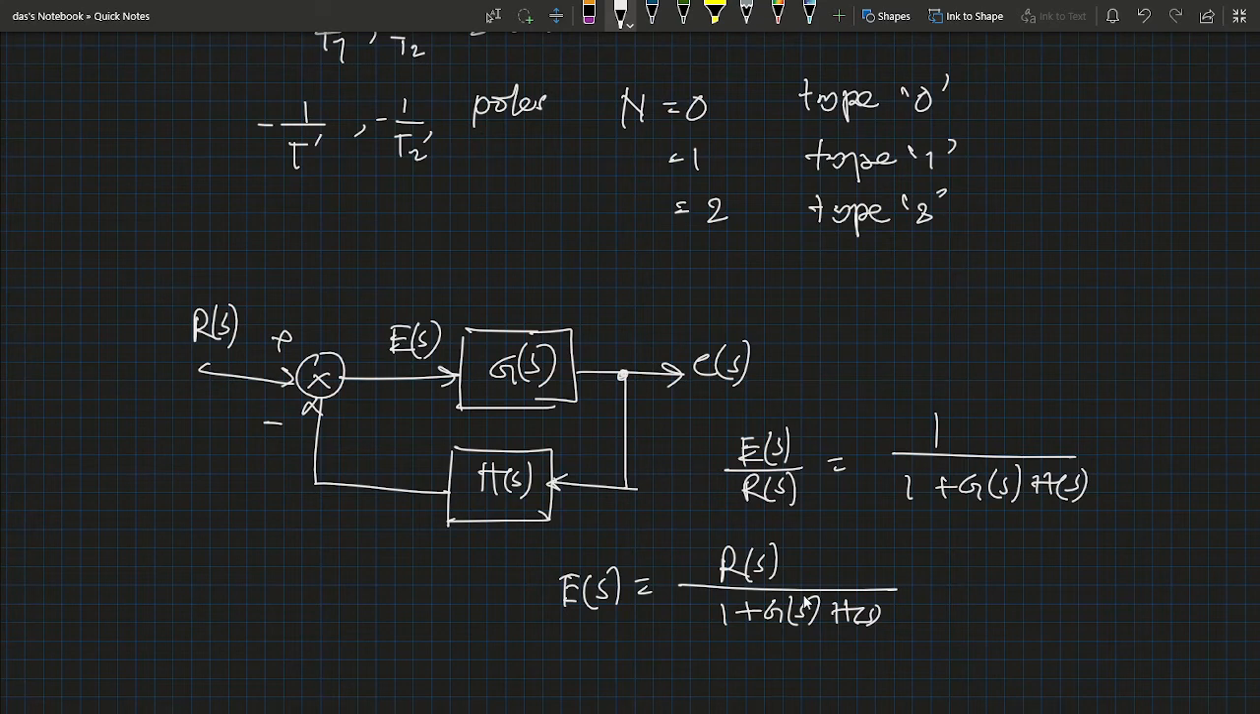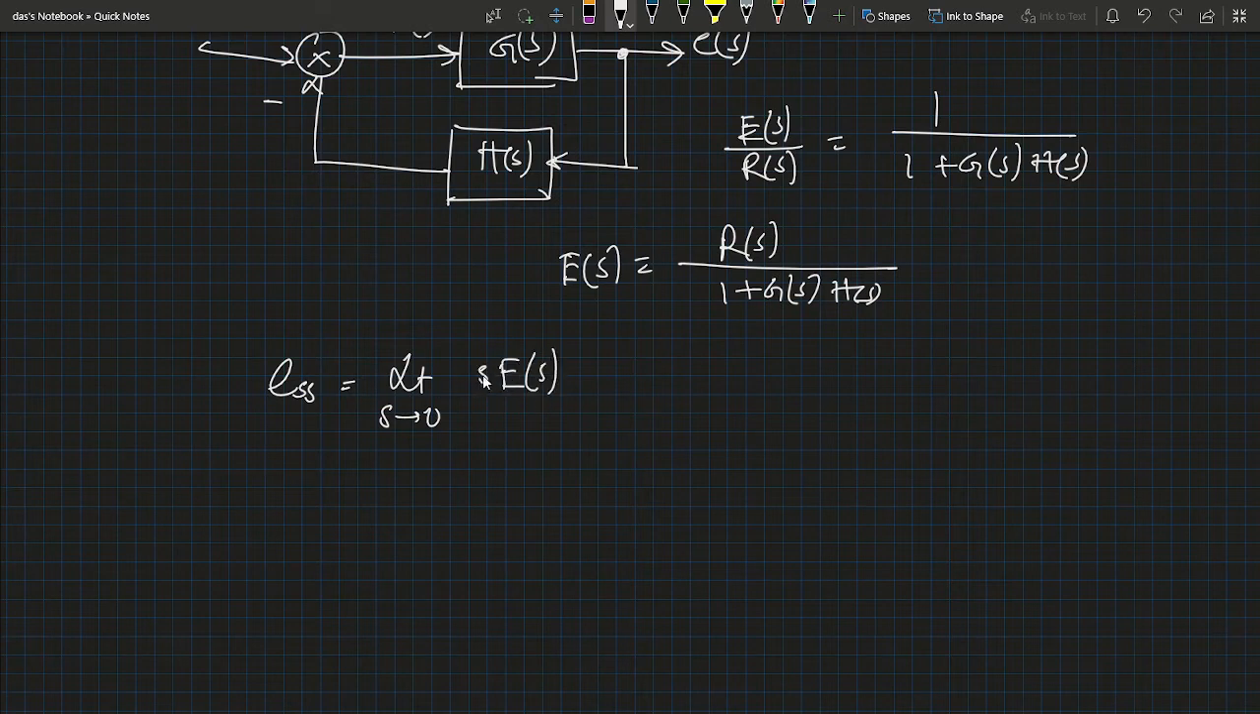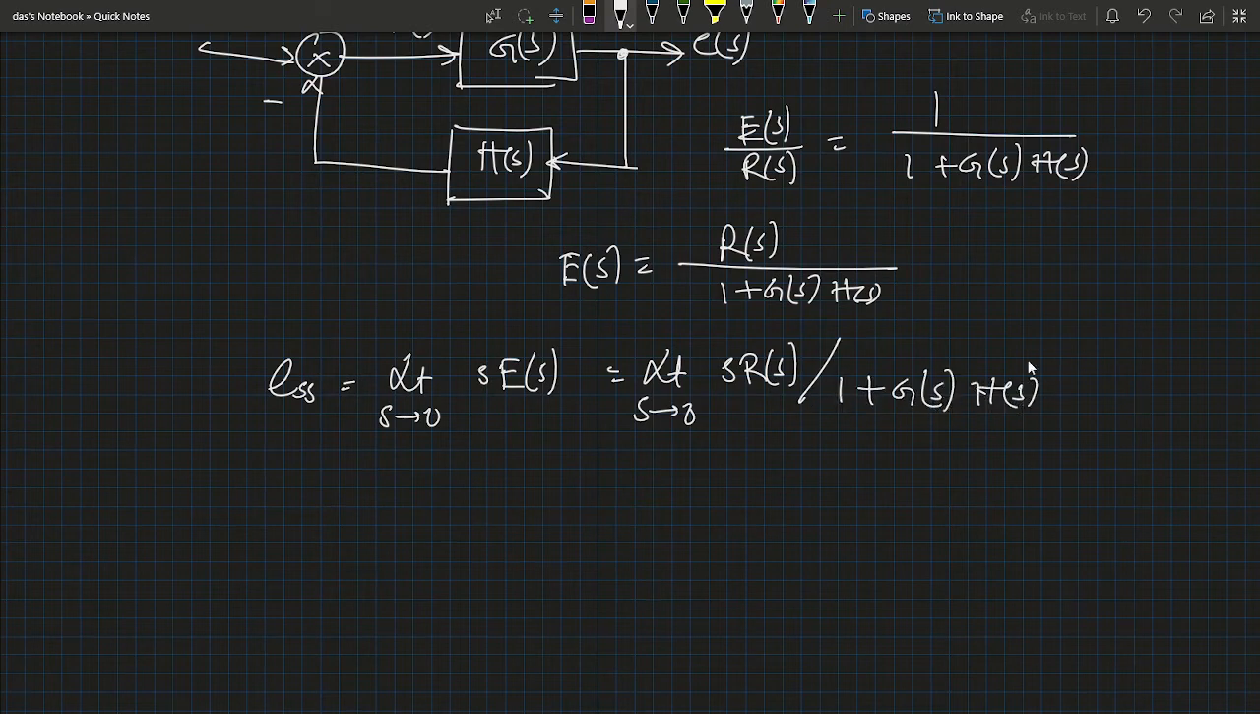Next, applying the final value theorem from the Laplace transform, the steady state error is basically the limit as s tends to 0 of s into E(s). That means the limit as s tends to 0 of s into R(s) divided by 1 plus G(s) into H(s). So this is our final equation, noted as the steady state error e_ss for the closed loop control system.